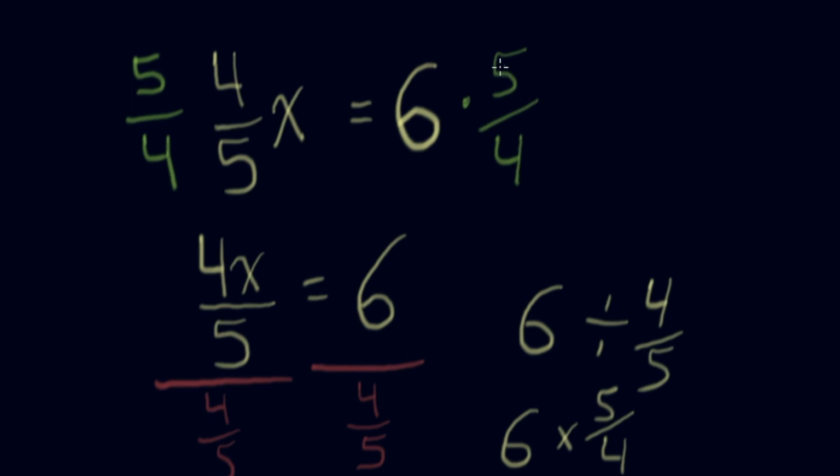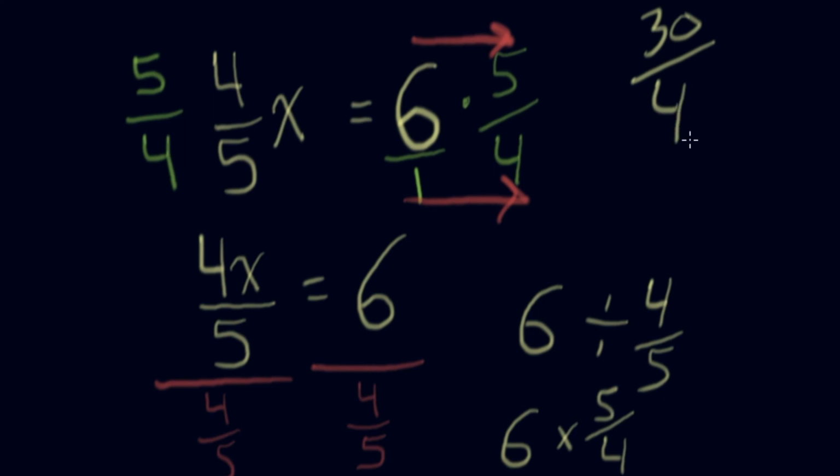So 6 times 5/4. Well, I like to always kind of put this over 1 just because then it kind of looks easy. Remember when you're multiplying, you're going across the top and you're going across the bottom. So that is going to leave you with 6 times 5, 30 over 4. And you're going to go and simplify that to 15 over 2. So, final answer, x would equal 15 over 2.